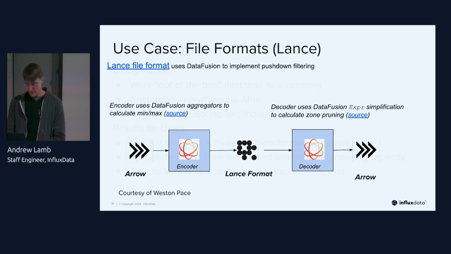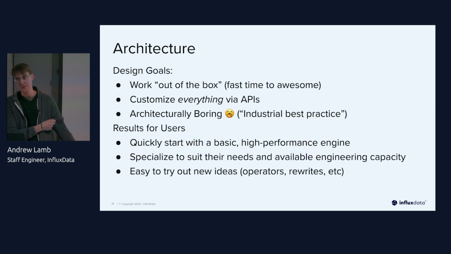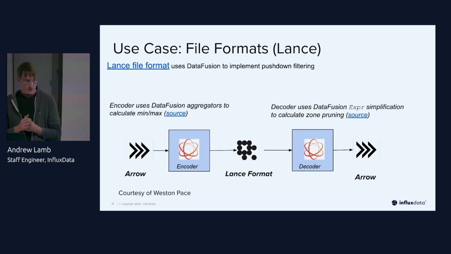So in some ways it's an economic argument: instead of spending your engineering time rebuilding stuff that other people know how to do, you take the stuff that's standard out of the box and spend your time focused on the pieces that are actually differentiating for your particular product. So now I'm just going to go through a bunch of examples of what people actually did with this thing. One thing you can do is build custom file formats.